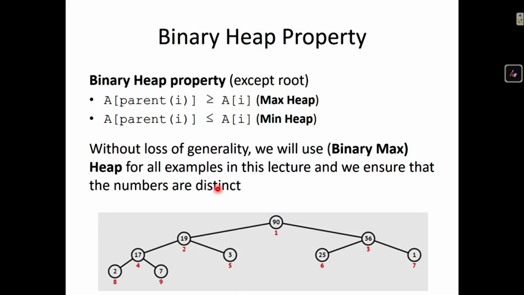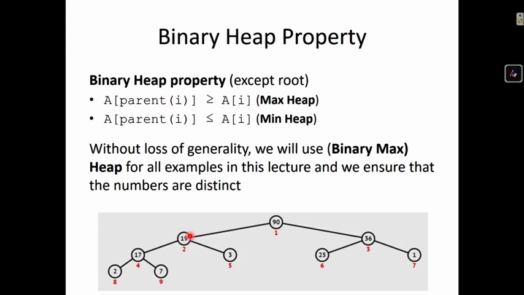For this particular lecture, we will just be dealing with max heaps, and we also ensure that all the numbers are distinct. In this example, obviously this is structurally a binary heap because it's a complete binary tree, but does it fulfill the max heap or min heap property? Just eyeball this tree. What is this heap? It fulfills the max heap property, right?